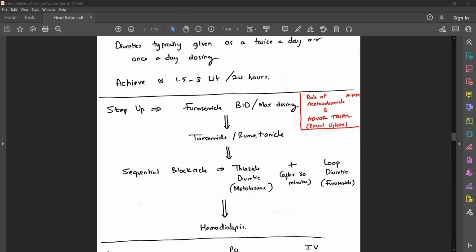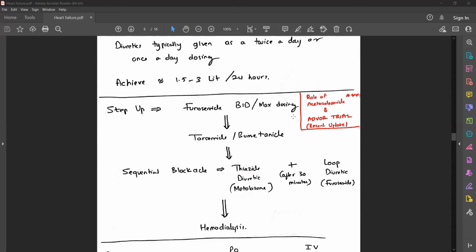You have to remember that you also have to evaluate the patient: why are they not responding to diuretic? Is it just because the patient has CKD, or is the patient having impaired perfusion going into cardiogenic shock? And in those cases, you have to do inotrope-assisted diuresis, which I'll be discussing later. So this is how you step up your diuretics.